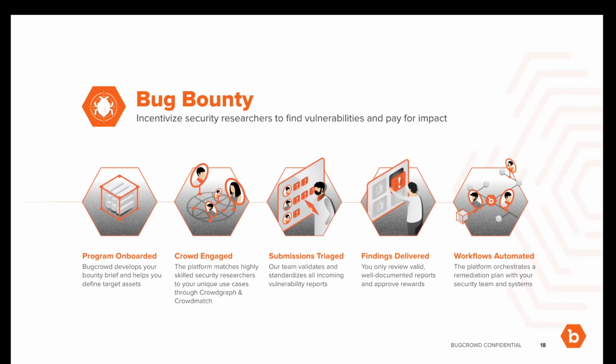But the program itself is set up pretty similarly. We onboard you. We don't have to do much of the scoping in this case because it's a pay for impact or pay for results model, where you only have to pay out a researcher when they find a vulnerability, of course, apart from the platform fees and all. So the second piece is, as usual, the crowd is engaged. The crowd sends in submissions, which are then triaged by the Bugcrowd security team. And you can see those results in the Bugcrowd platform in real time. And finally, use workflow automation to integrate those findings into your security workflows.